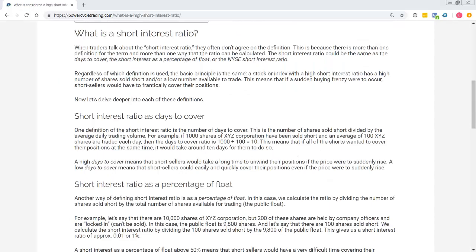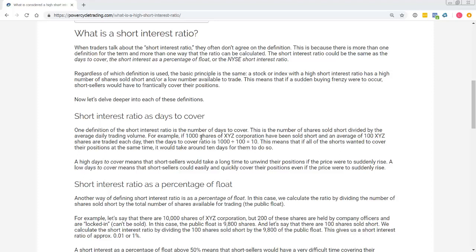Now there are two different ways to look at short interest ratio. One is called days to cover, and the other is the short interest as a percentage of float. So when we look here, short interest ratio as days to cover, this definition is basically as follows. If you take the number of shares on a specific stock that's shorted divided by the average daily volume, that's going to give you that ratio.